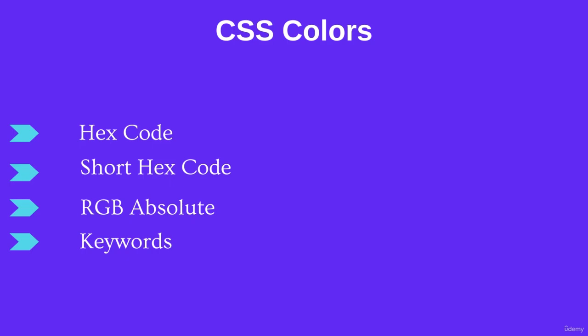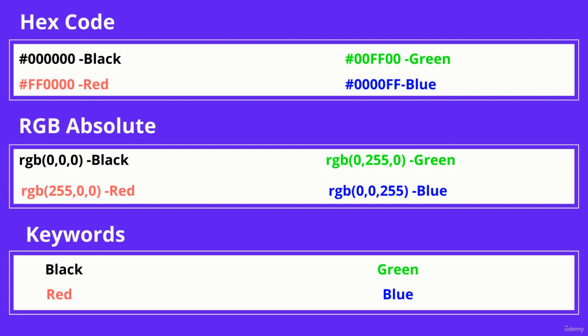As we know, whenever we talk about a color, all the colors are made up of 3 basic colors, that is red, green and blue. So this RGB combination will help us in forming the different colors which we can make. So hexadecimal, short hex code and RGB absolute, that is the red, green, blue absolute, and the keywords. Keywords will help us in writing the name of a specific color. So here is a short example.